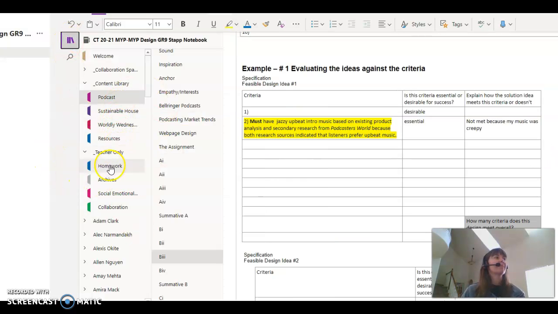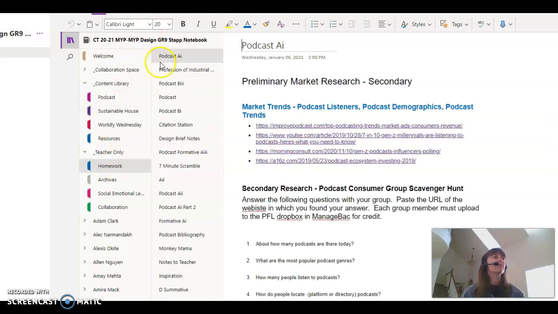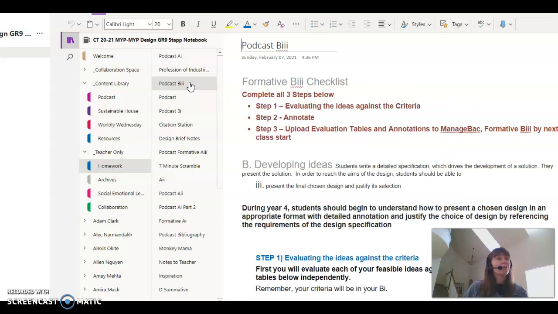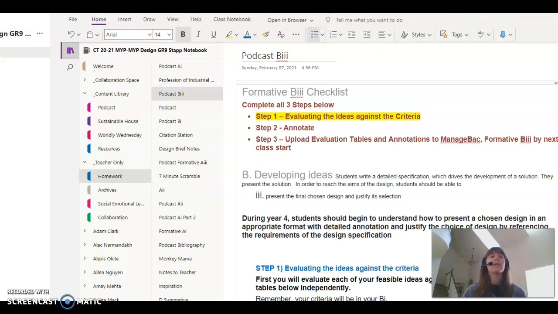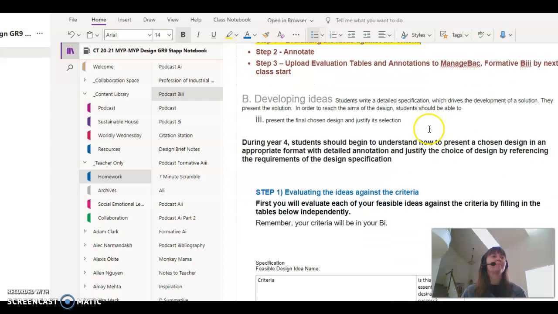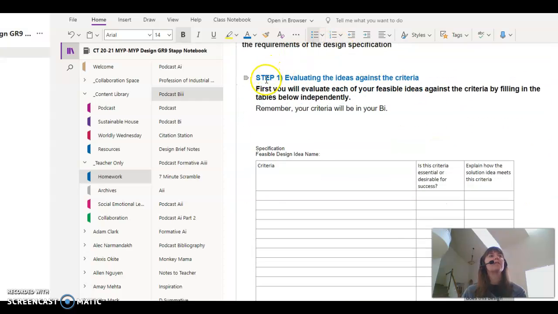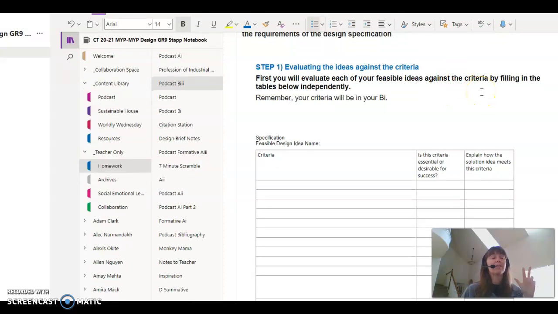Let's look, and I will show you what this looks like under your formative podcast B3 under your personal tab. Remember, we are just doing step 1 for today. You already have this, and originally I had hoped to do this together in class to help you do some self-evaluation of it and then move on with step 2 and step 3, but that'll have to happen later on in this week. All right. Here we go, where you can see it says evaluate the ideas against your criteria. Evaluate each of your feasible ideas. You have 3 of them. Each of you independently created 3. Even if you're in a group, you have 3. Okay.